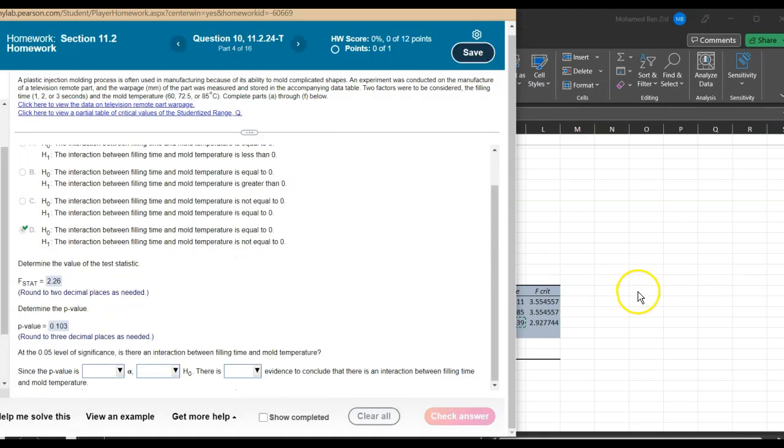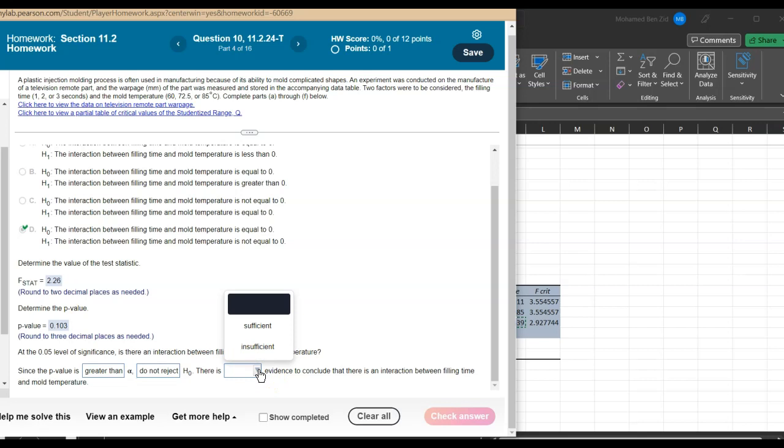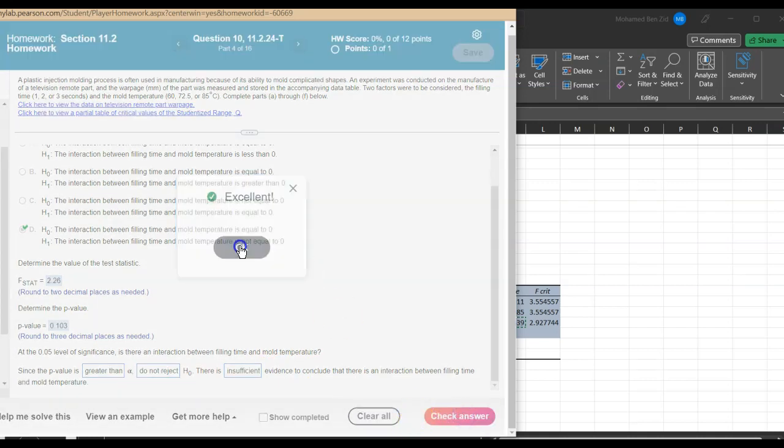Good. All right, so now it's asking whether you're going to accept or reject, and the answer is almost always the same. It depends on the p-value and the alpha. So this is the alpha, which is 0.05, and the p-value is 0.1. Greater than the alpha, we do not reject. And if we do not reject, this means we don't have sufficient evidence. So we have insufficient evidence to make a conclusion. Let's check it, and we're good.